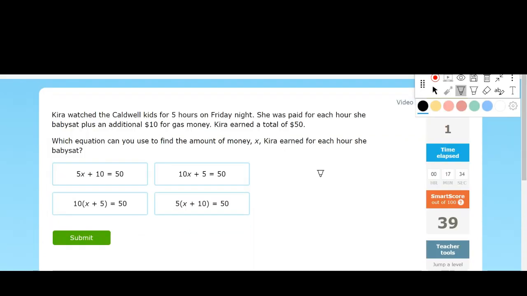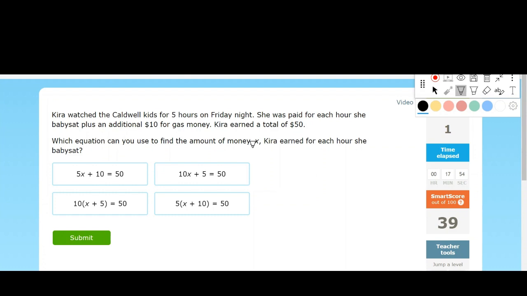Let's do another one. Kira watched the Caldwell kids for 5 hours on Friday night. She was paid for each hour she babysat, plus an additional $10 for gas money. Kira earned a total of $50. Which equation can you use to find the amount of money x Kira earned for each hour she babysat?